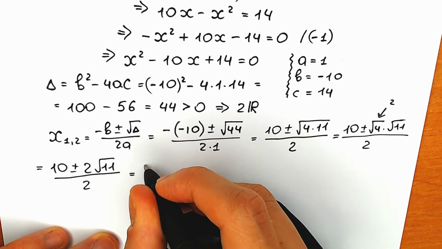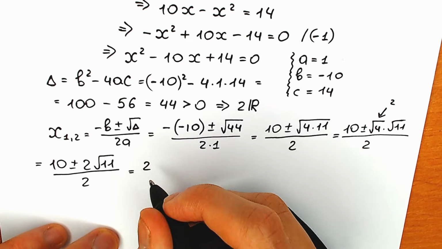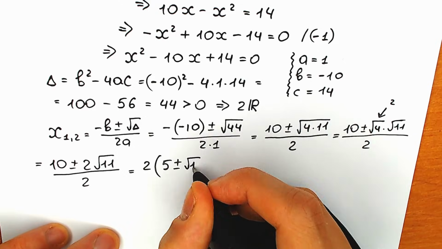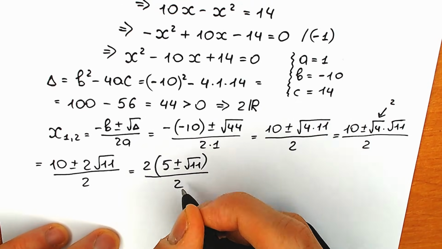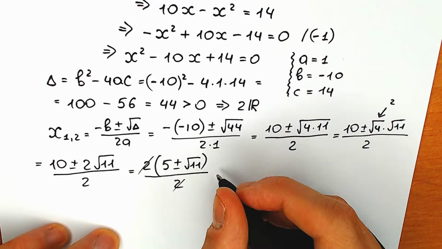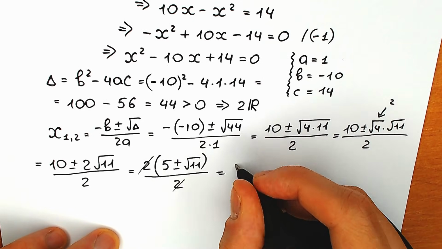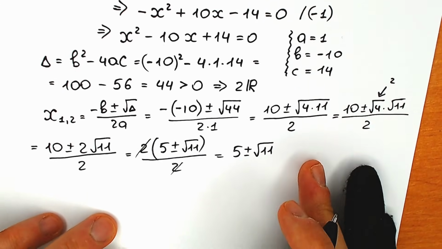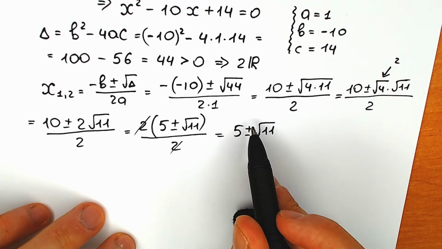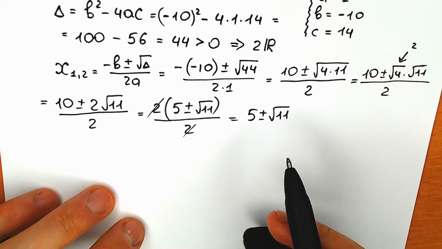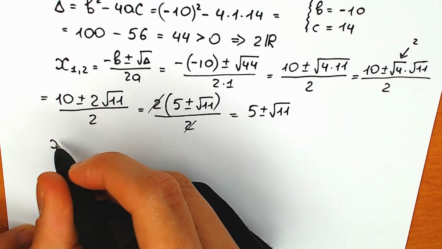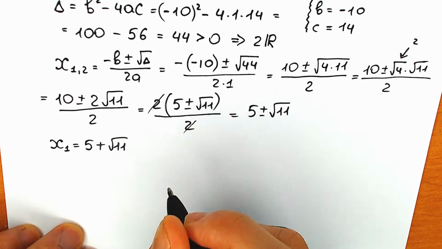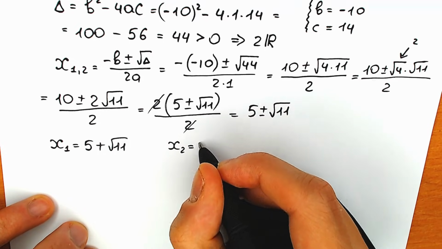Let's factor out 2 from our numerator. So we have 2 times, in parentheses, 5 plus minus square root of 11, all over 2. Now we can cancel these two and get rid of the denominator. So we have only 5 plus minus square root of 11. As I said before, this is not only one root, we have two roots, with the plus sign and with the negative sign. So let's gather all the knowledge together: x first equal to 5 plus square root of 11, and x second equal to 5 minus square root of 11.